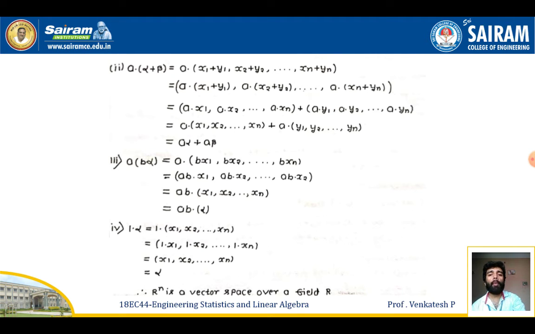So I can take a common factor from both the sets. I'll be getting a·(x1, x2, etc., xn) plus a·(y1, y2, etc., yn). So I'll be getting aα plus aβ for the second condition.